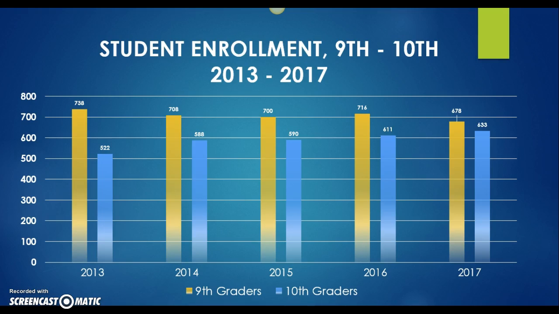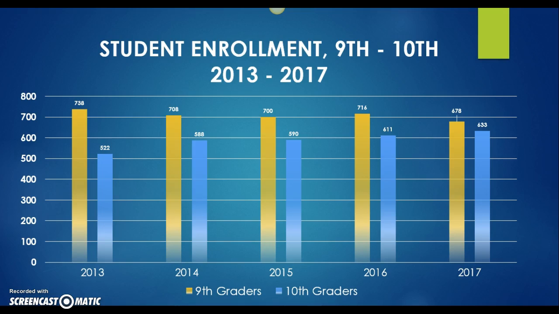Now the student enrollment, this is for just McEachern High School. This is for the 9th and 10th graders from 2013 to 2017. The 9th graders are labeled in yellow, while the 10th graders are labeled in blue. And as you can see, there's an interesting trend between the 9th graders and the 10th graders. You're starting to see them even out as the years progress.